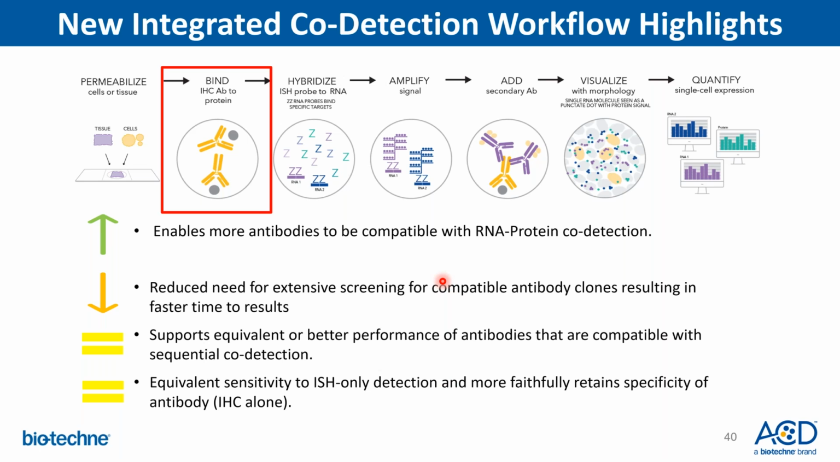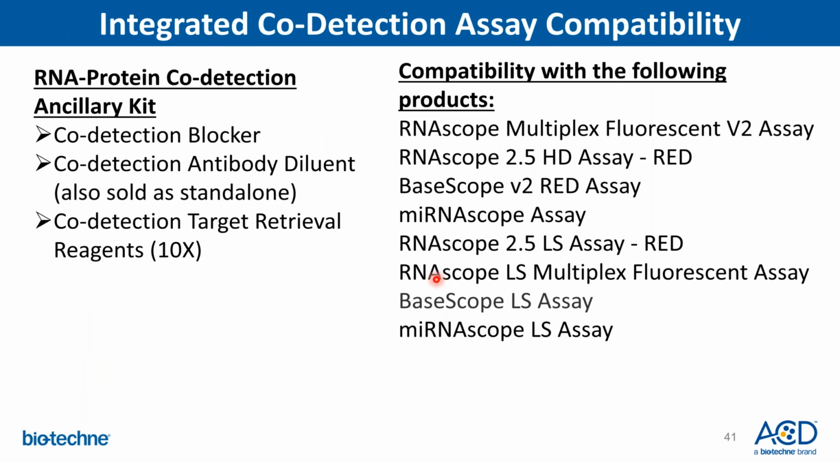With regards to the compatibility and the products that you would need for the kit, you would need the co-detection blocker and the antibody diluent, which is also sold as a standalone product. And you would need the co-detection target retrieval reagent. Now, the thing to remember is that the blocker and the co-detection target retrieval are applicable to manual assay only. And for the Leica Bond platform, you would still use the epitope retrieval 2 that is on the instrument.